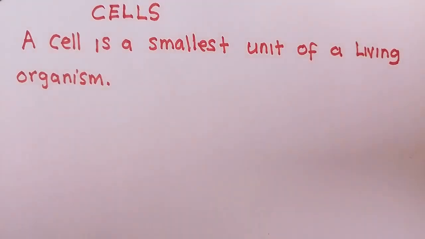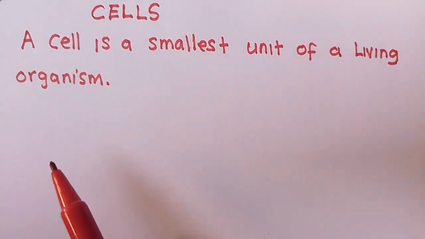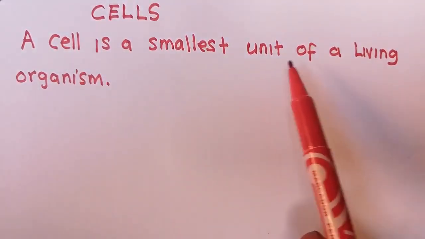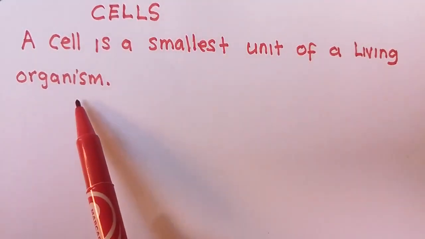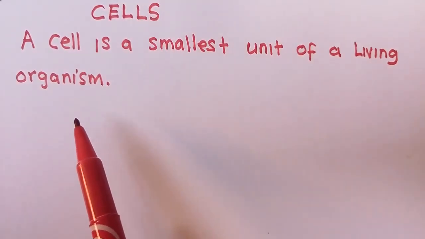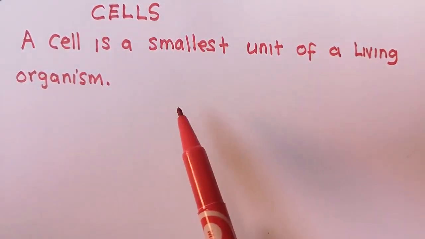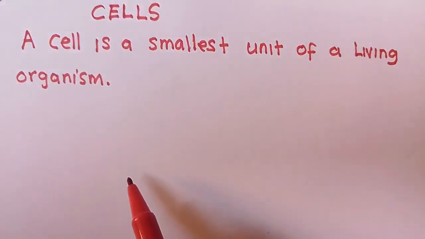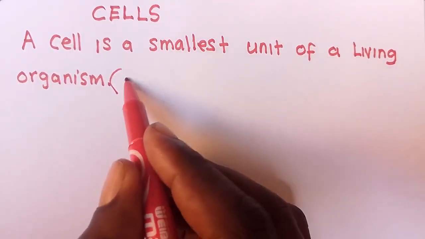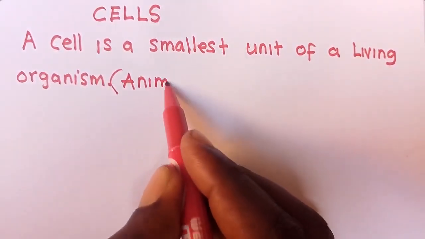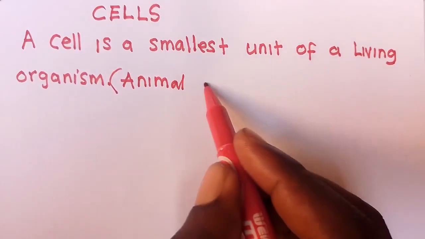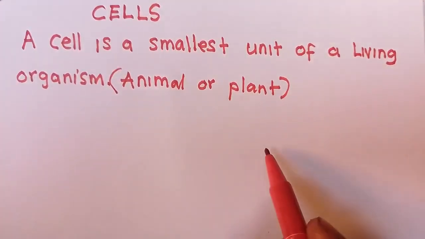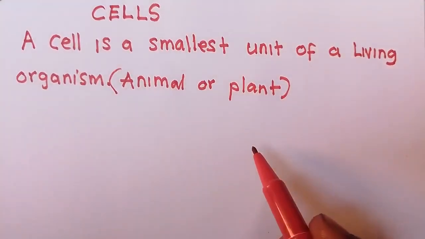So what is a cell? I wrote down this definition of a cell, where I said a cell is the smallest unit of a living organism. So each time we are talking about a cell, we are talking about the smallest unit of a living organism. And where can we find these cells? We can find a cell in an animal, or we can find a cell in a plant. So these are places where we can find a cell.